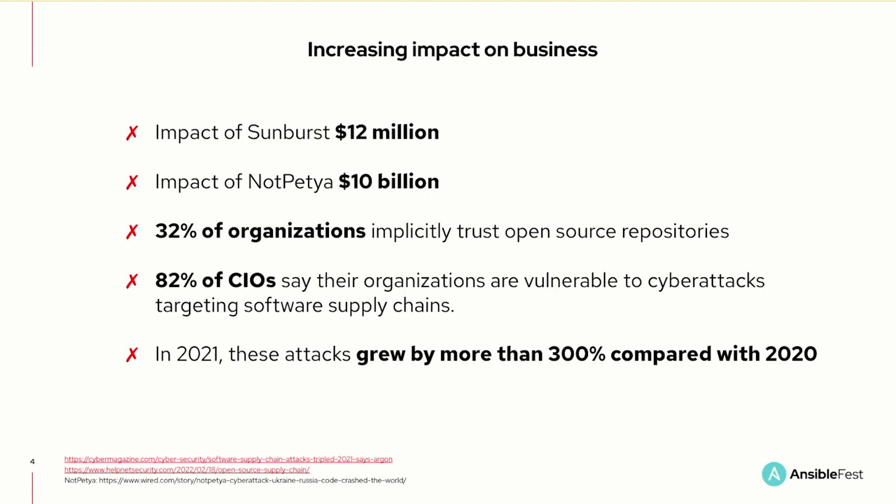Good thing about this information is that many CIOs, at least 82% of them, say that they know that their organizations are vulnerable, right? So that's, I think, a step in the positive direction. And lastly, the fact remains that, from 2021, if you look at the data, these attacks are growing, right? Attacks to the software supply chain are definitely growing.